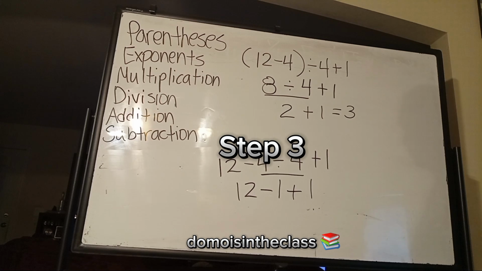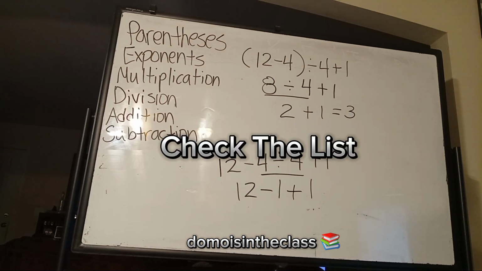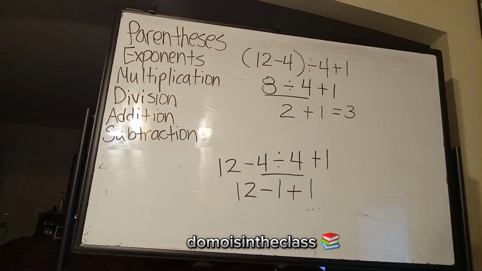So now we look at our list again and we go on down it. We don't have any parentheses. We don't have any exponents. We don't have any multiplication, right? We don't have any division. We do have addition. Addition comes first, correct? However, this is the trick part.